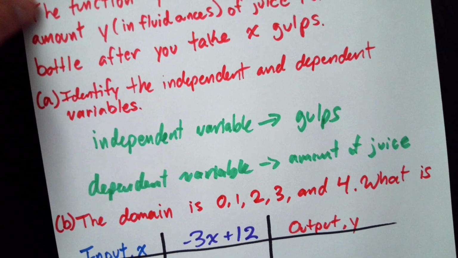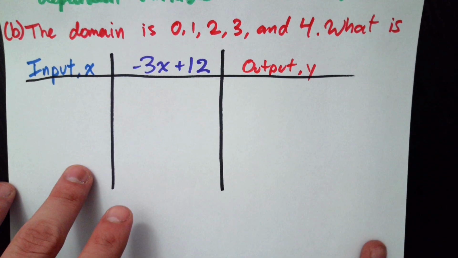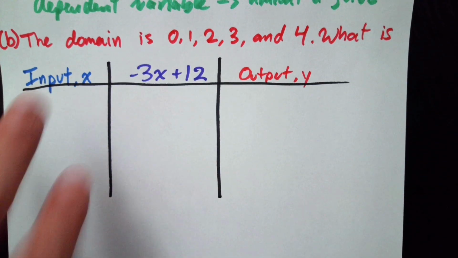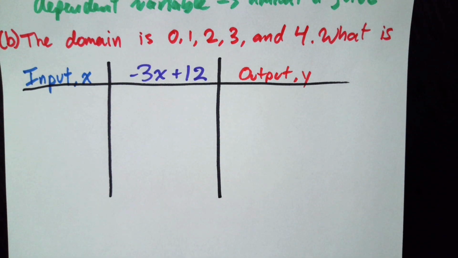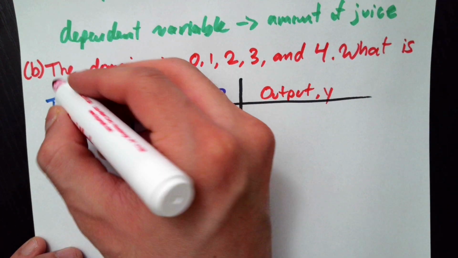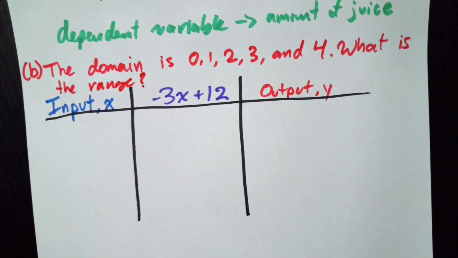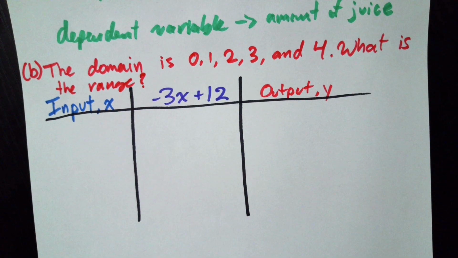But that's part A. So now part B is giving us a table here that we have to fill up with information. Sorry, that car is honking a lot. So the domain is 0, 1, 2, 3, and 4. What is the range? I just realized I forgot to write that down. So it's, what is the range? Let me complete that statement. There we go.